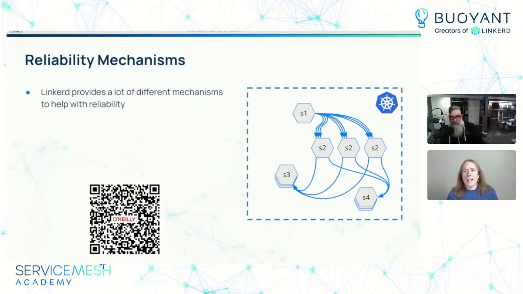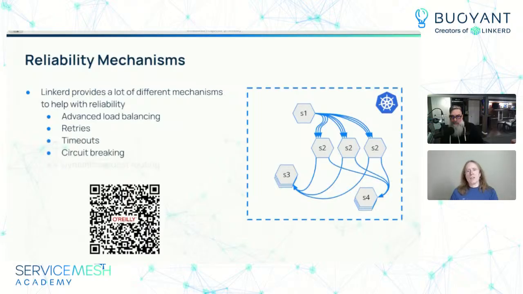Yep. Linkerd provides a lot of different mechanisms to try to help make your network more reliable. We are not going to go over all of these right now. Once again, in the O'Reilly course, we do. But advanced load balancing, retries, timeouts, circuit breaking, dynamic request routing. I should have put rate limiting on this slide because we do that now. There's a lot of stuff.